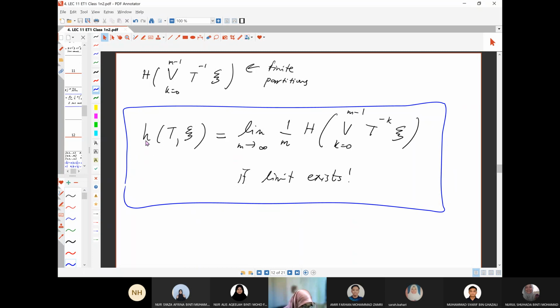Small h means on the partition only, with respect to the partition, because there is a comma here. It is not conditional. It is the entropy of the transformation with respect to the partition, meaning it has its partition. Next class I will show you the example and then we will try to understand it more.